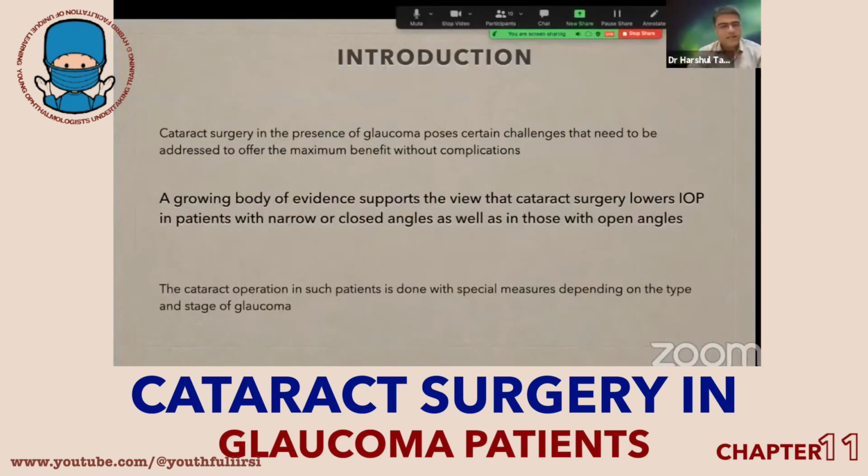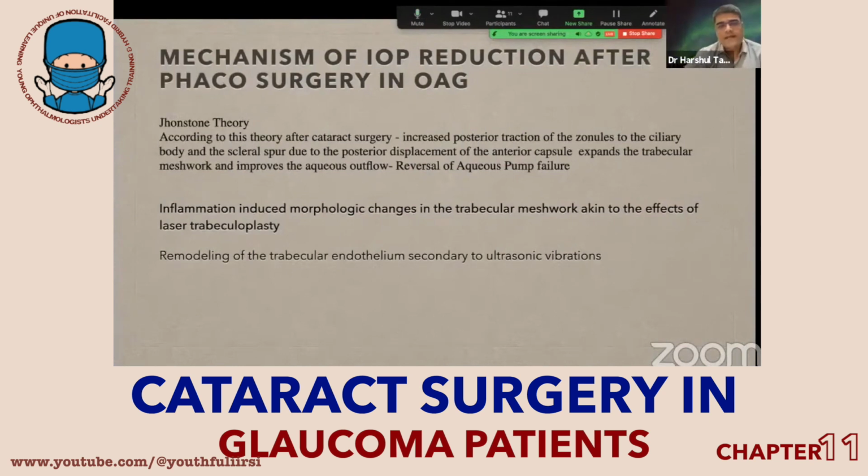Okay, so we all know that cataract surgery in the presence of glaucoma poses certain challenges that need to be addressed to offer the maximum benefit without complications. A growing body of evidence supports the view that cataract surgery lowers IOP in patients with narrow or closed angles, as well as in those with open angles. If you look at the mechanism of IOP reduction after phaco surgery in open angle glaucoma, various mechanisms have been proposed.